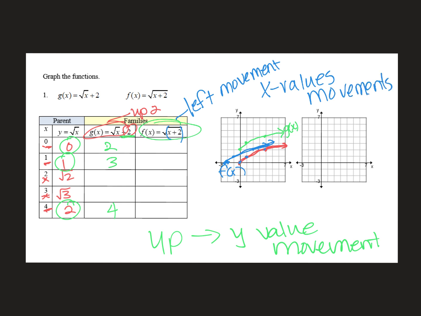Okay, so instead of 0, 0, I'm actually going to have negative 2, 0. Instead of 1, 3, I'm actually going to have negative 1, 3. Not negative 1, 3, negative 1, 1. Instead of 4, 2, I'm actually going to have 2, 2 because I moved everything left 2.